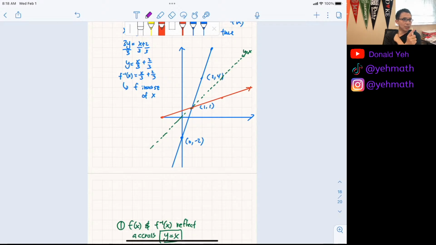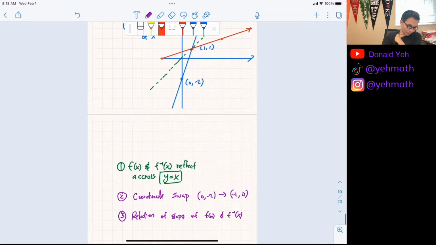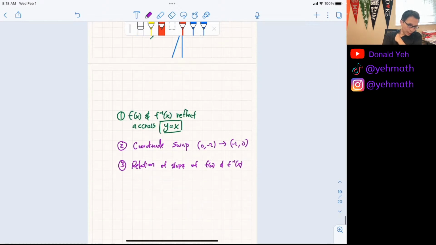What's the relationship of the slope between the function and its inverse? What is that called? Start with the R. Reciprocal. So f of x has a slope that is reciprocal to f inverse of x. It has a reciprocal slope.